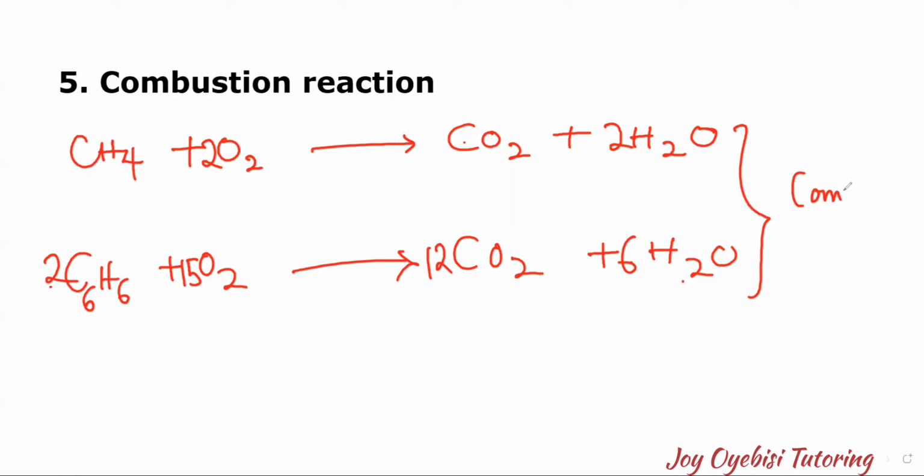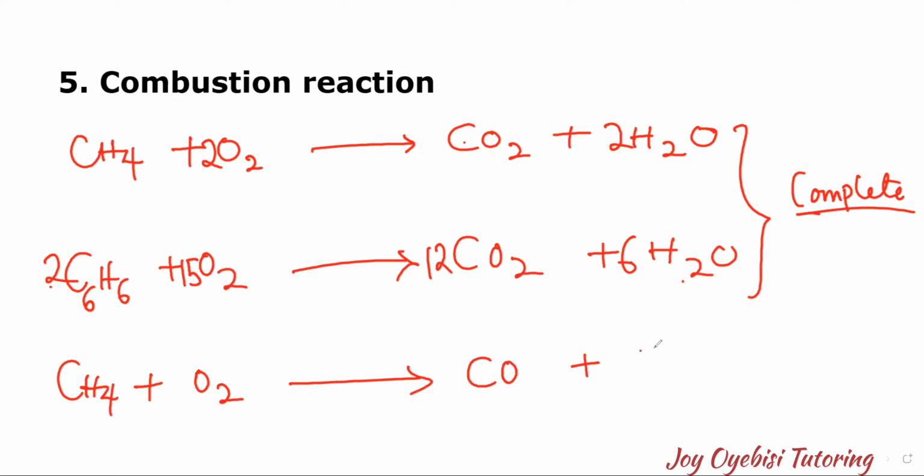This is complete combustion. There is what we call incomplete combustion. And the difference would be if methane, which is the first one we used, undergoes incomplete combustion, it means that the right amount of oxygen was not used. So you're going to have carbon monoxide instead of carbon dioxide. That's the only difference. Every other thing would be the same, but you would have carbon monoxide instead of carbon dioxide. So in this case, it wasn't complete. Complete combustion would give you carbon dioxide, while incomplete would give you carbon monoxide.